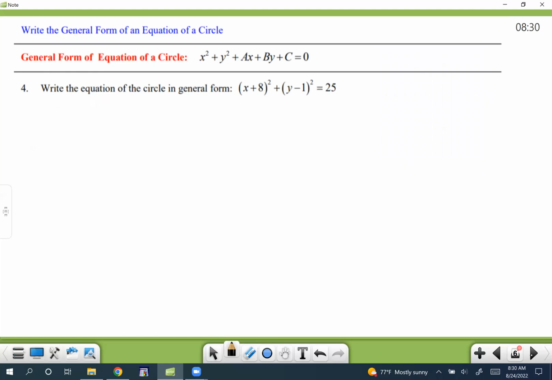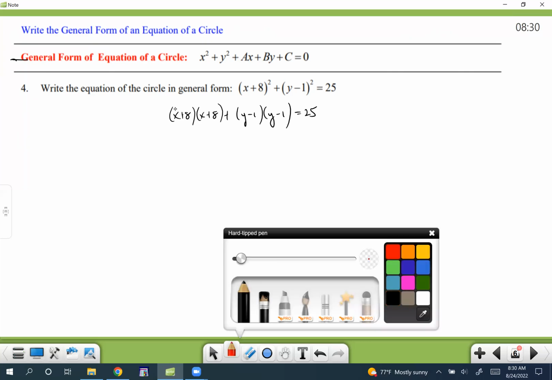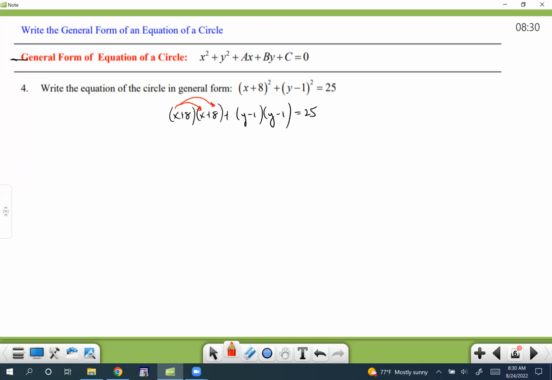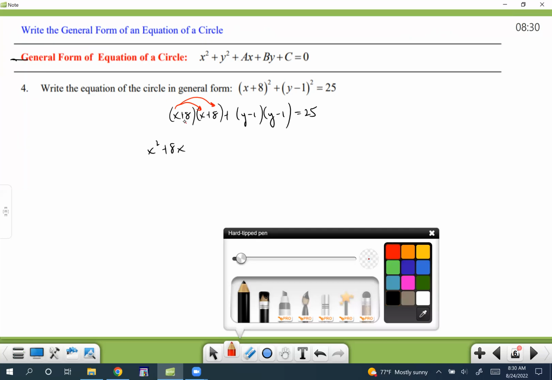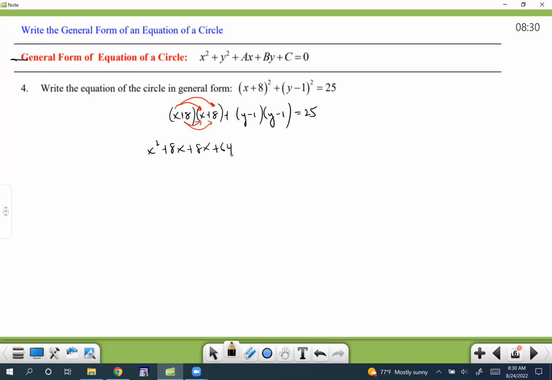All right. Now they want us to take the standard form equation and write it in the general form. Okay, so that's nothing new for you guys. This is all just algebra you've been doing all class, okay? So let's go ahead and just FOIL out the x plus 8. And then we'll FOIL out the y minus 1. We know we got to do x times x and x times 8. And then we got to do 8 times x and 8 times 8, which is 64.